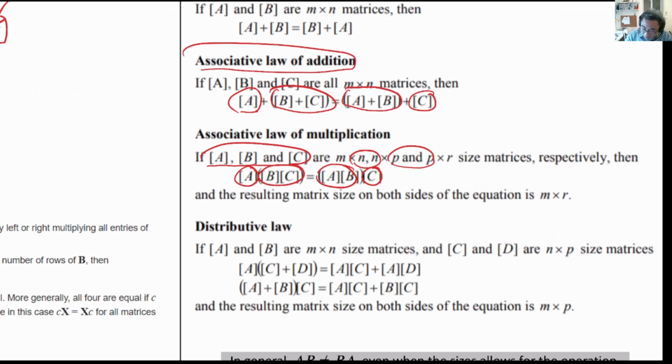The final size of A, B, C is m by r. That is, the final output of A times B times C, regardless of the order, is m by r.